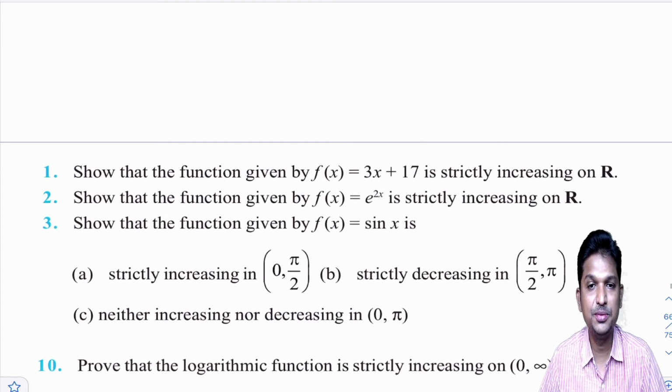These are easy problems, just a little bit of derivative knowledge is needed, and you remember that to prove the function is strictly increasing function, we will prove that f dash of x is greater than 0. To prove the function is increasing function, we will prove that f dash of x is greater than or equal to 0. To prove the function is strictly decreasing function, we will prove that f dash of x is less than 0. To prove the function f of x is decreasing function, we prove that f dash of x is less than or equal to 0.